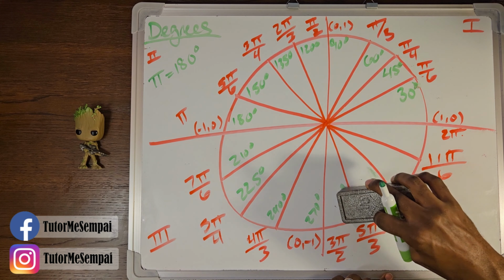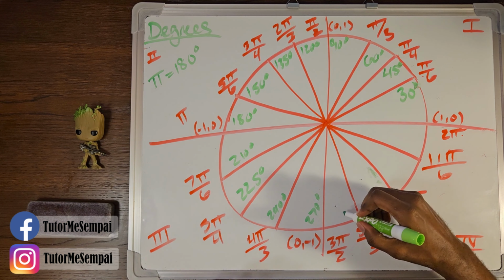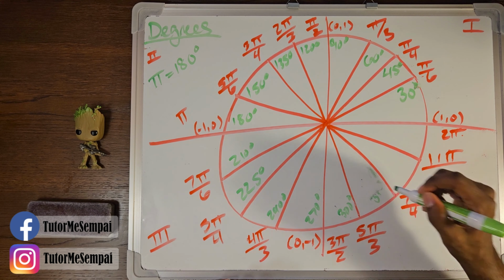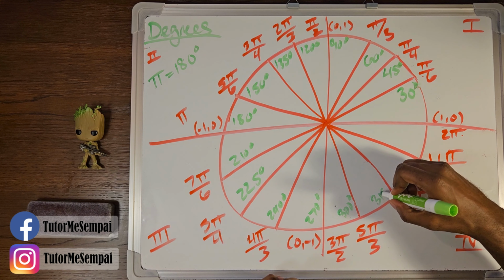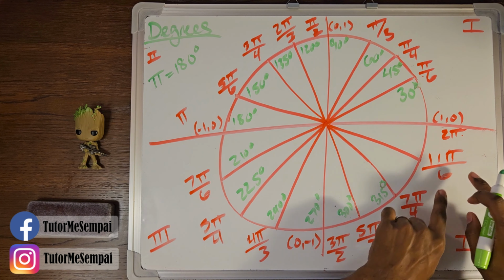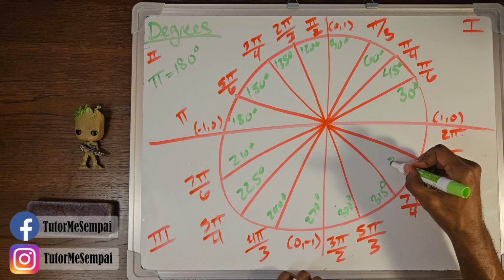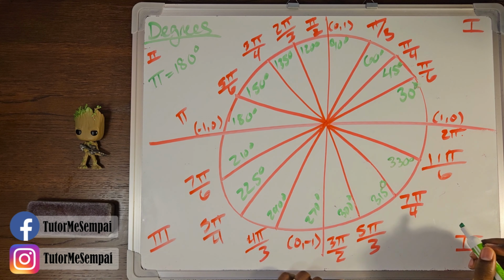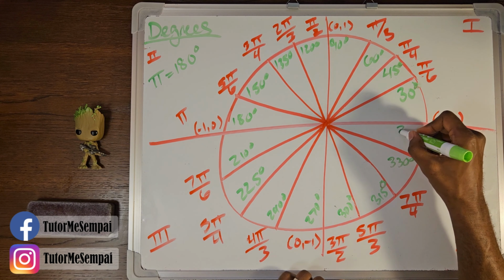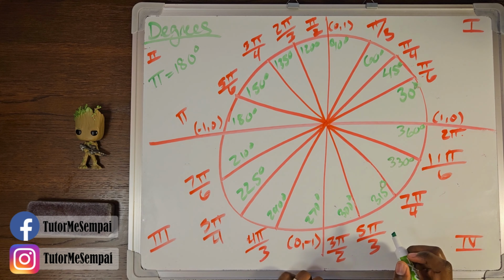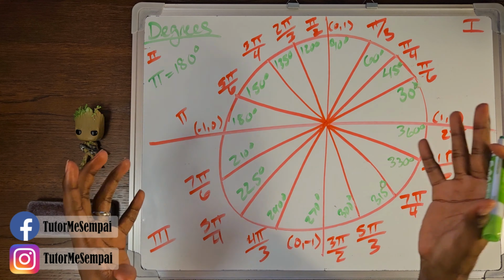Let me try to make them a little more straight. I said this was 300 degrees, and this was 315 degrees. 11 times 180 divided by 6. This is going to be 330 degrees. Now, finally, 2 times 180, 360 degrees. So if you already have your radians, you can use your conversion method.